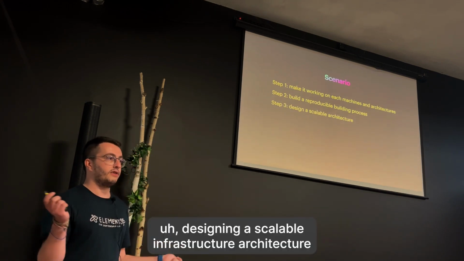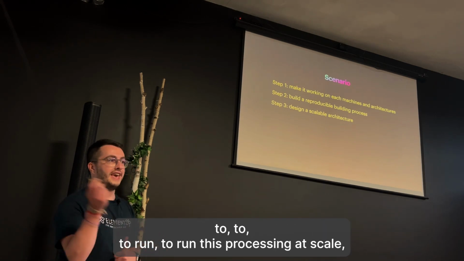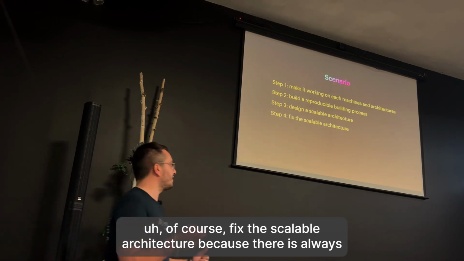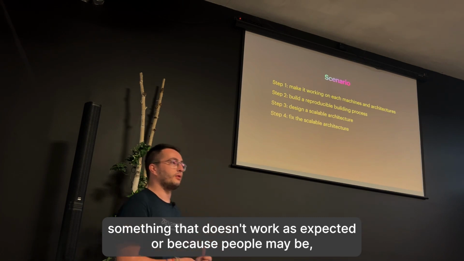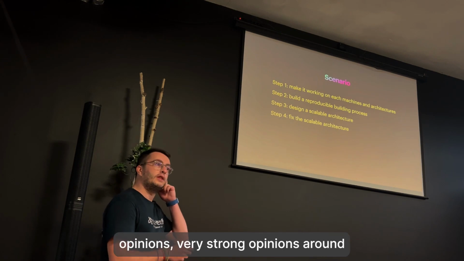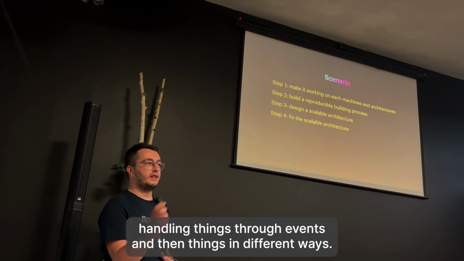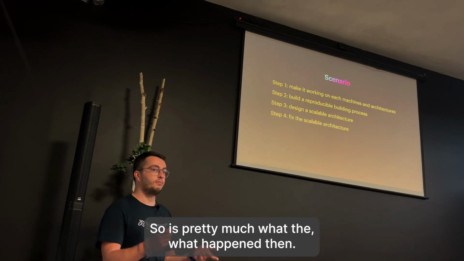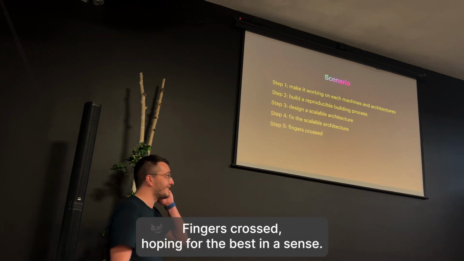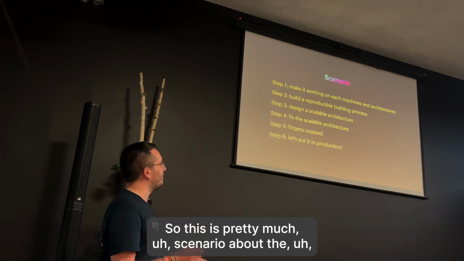Then, designing a scalable infrastructure architecture to run this processing at scale. Of course, then fix the scalable architecture, because there's always something that doesn't work as expected, or because people maybe have different, strong opinions around handling things through events and handling things in different ways. So this is pretty much what happened. Then fingers crossed, hoping for the best, and let's put it in production. So this is pretty much how the scenario evolved.